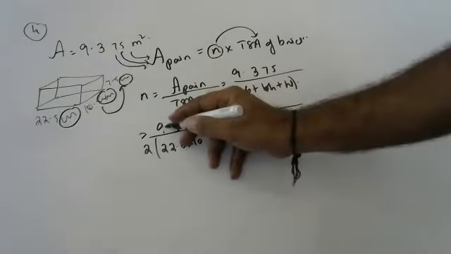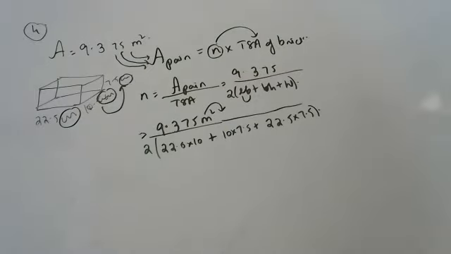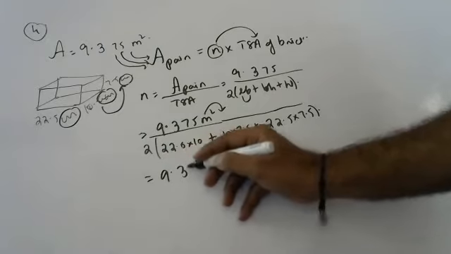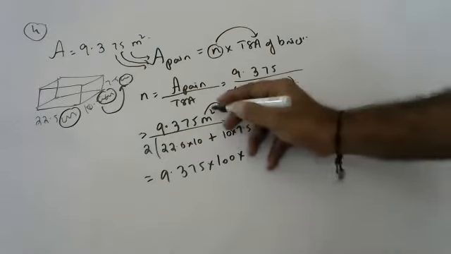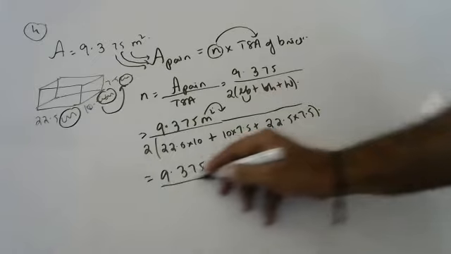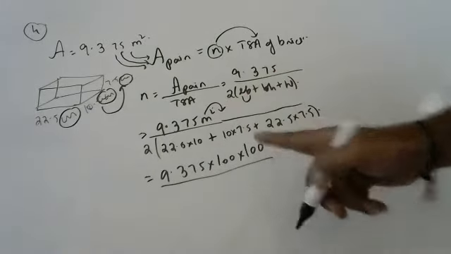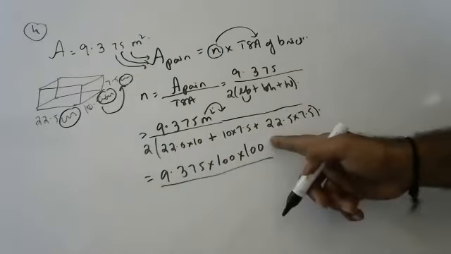Can anyone say how to convert meter square to centimeter square? How to convert meter square to centimeter square, children? Into 100 into 100. 1 meter is 100 centimeters, but meter square, so 100 into 100. Try to understand, children.